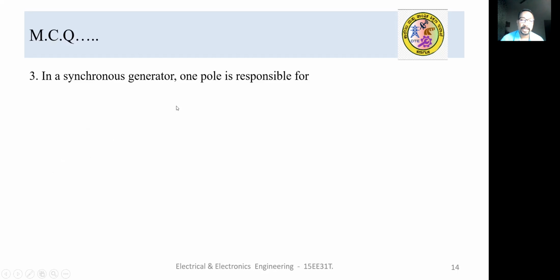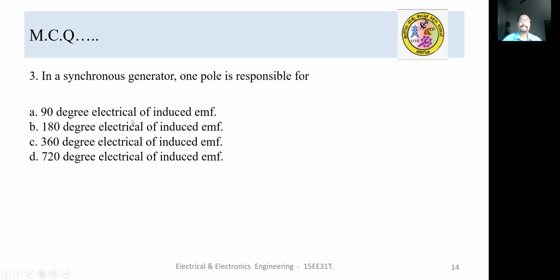Next, in a synchronous generator, one pole is responsible for. So for one pole, how much EMF is induced? Let us see. 90-degree electrical of induced EMF, 180-degree electrical, 360-degree electrical, 720-degree electrical. So one pole means half cycle. Half cycle means 180 degrees. So for 360 degrees, that means for one cycle of induced EMF, we need two poles. One pole for 180 degrees, another pole for 180 degrees. So both the poles include 360 degrees.